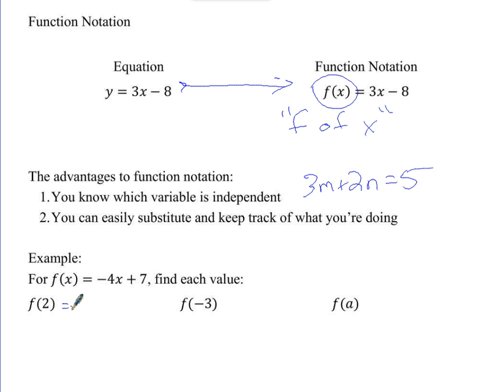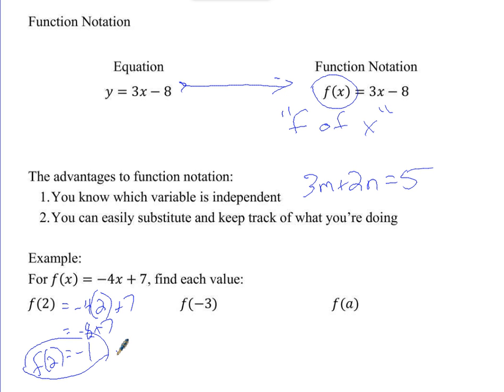So I'm going to write my function equals negative 4, and I'm substituting that 2 in everywhere I see x, so negative 4 times 2 plus 7. Negative 4 times 2 is negative 8 plus 7, so I get negative 1. My answer, f of 2 equals negative 1. Yeah, that's the answer. You would circle it, but that's the answer. f of 2 equals negative 1. What is the function evaluated at 2? It's negative 1. That's what that says.